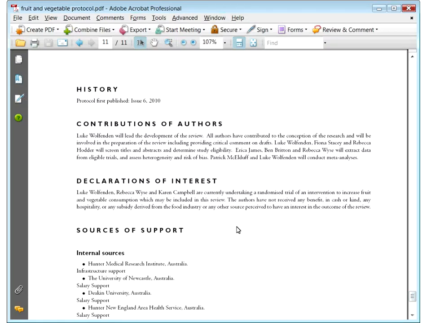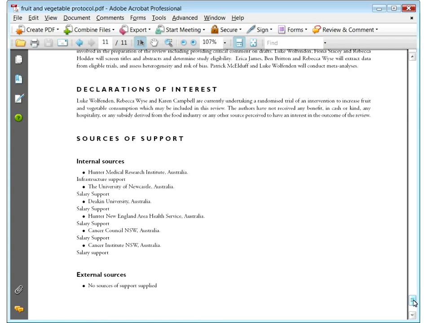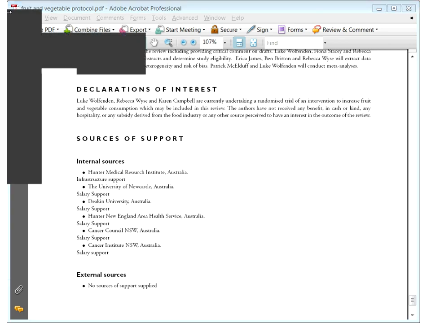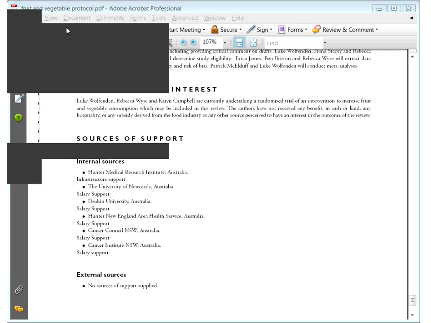Contributions of the authors and declarations of interest. So it's internal and external sources of support. Okay, so hopefully that gives you a sense of what a protocol looks like.